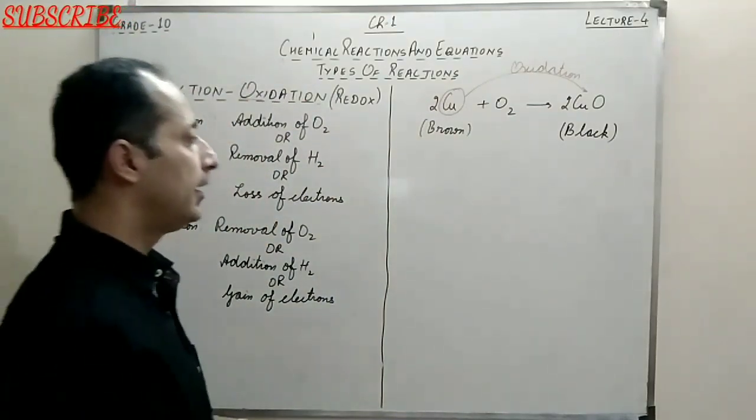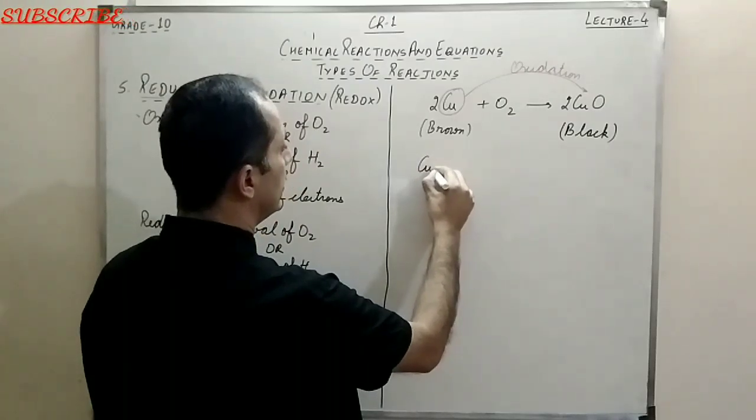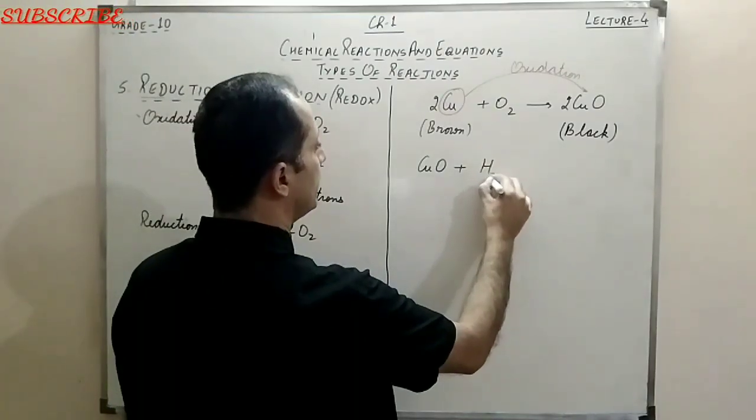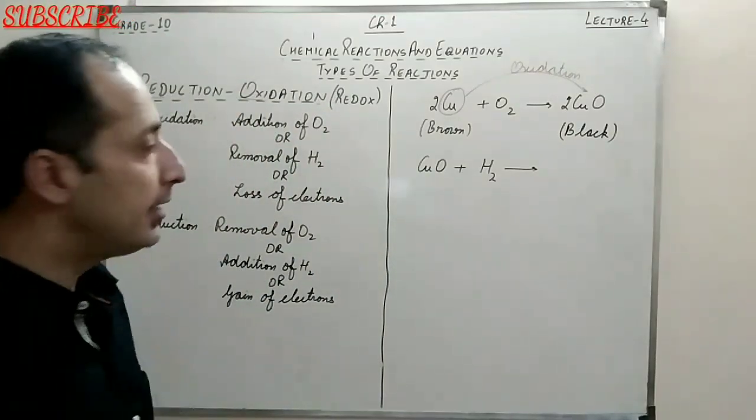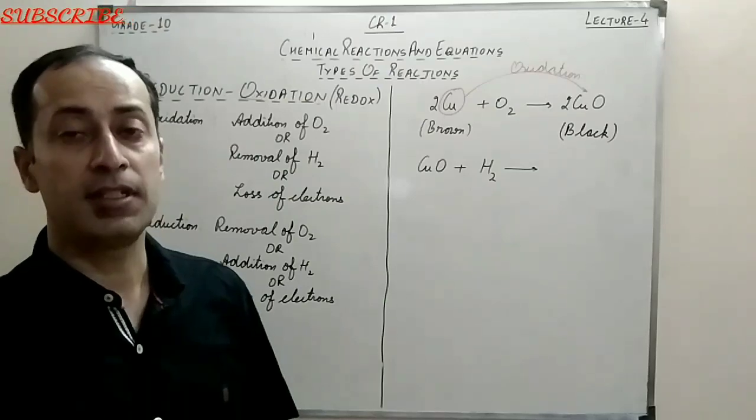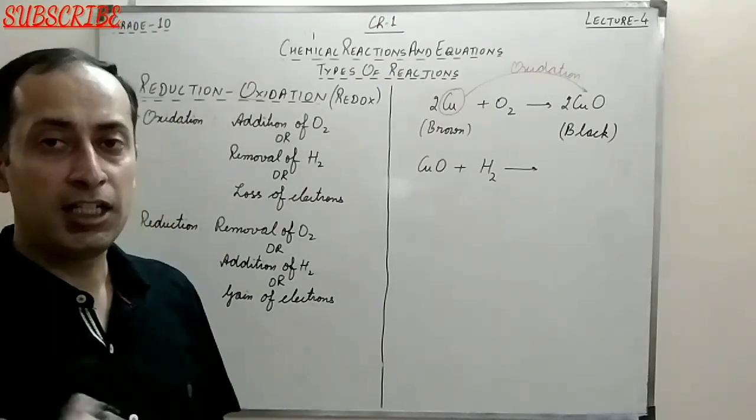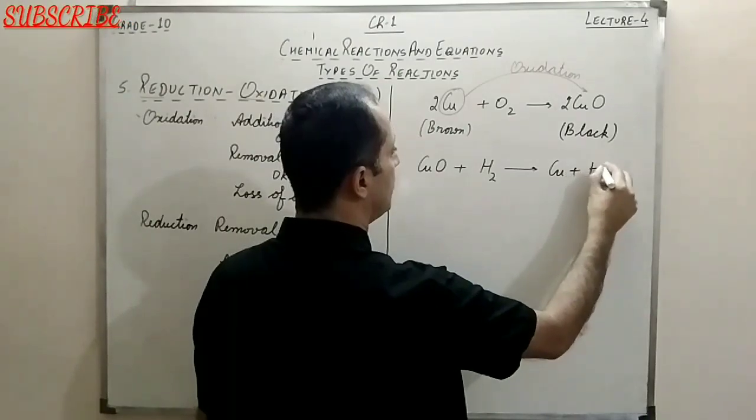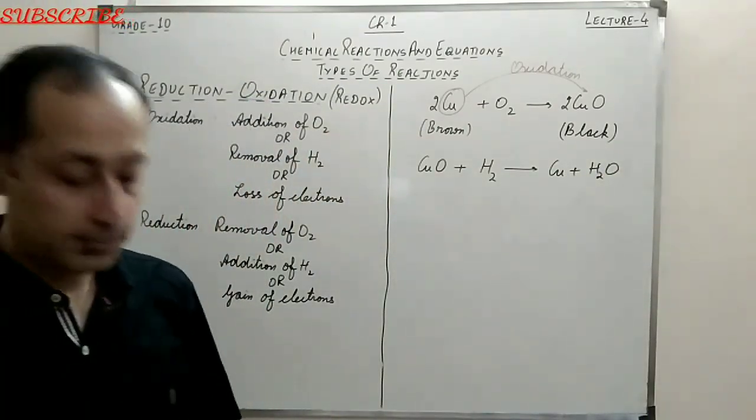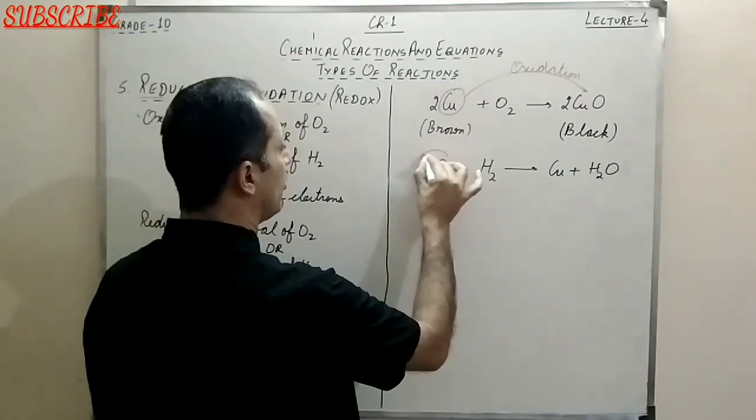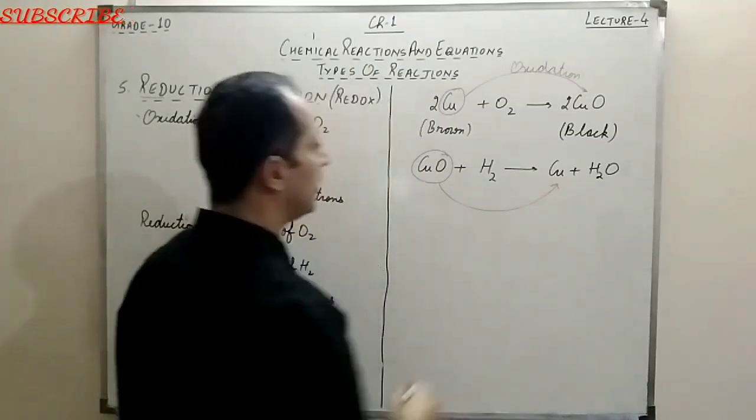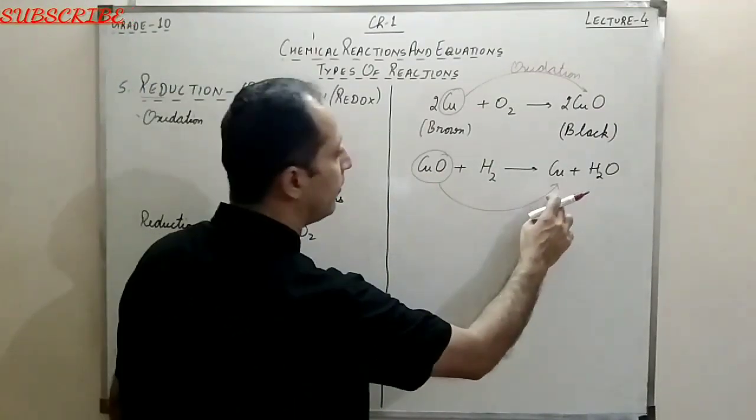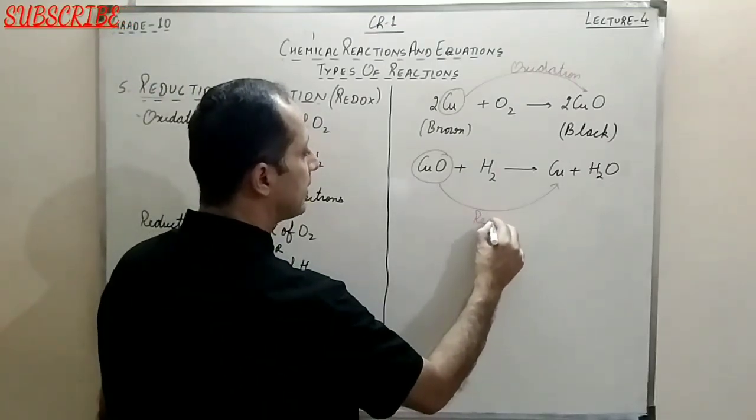If we go further in the activity, hydrogen is passed over this copper oxide. What happens? Since hydrogen is more reactive than copper, it removes oxygen from it. So this is just a displacement reaction. Since hydrogen is more reactive than copper, it displaces copper from its salt. What is formed? Cu plus H2O. If you see carefully, initially we had copper oxide and it formed copper. From copper oxide, oxygen is removed and copper is formed. That is why here we say it is reduction.